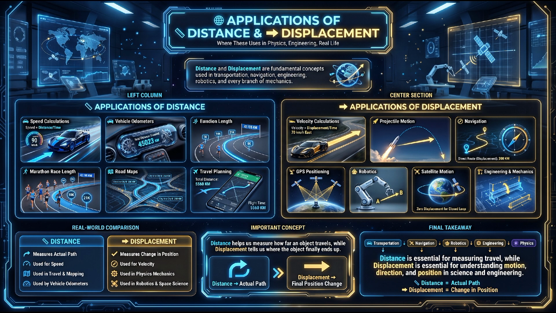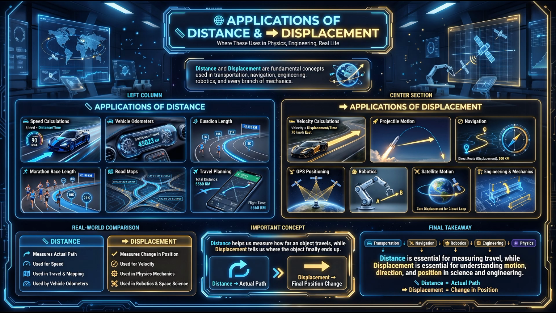Displacement is also fundamental in the study of projectile motion. When analyzing the motion of a football, a cricket ball, or a rocket, physicists are interested in how far the object's final position is from its starting position. The curved path followed by the object is less important than the overall displacement between launch and landing points.